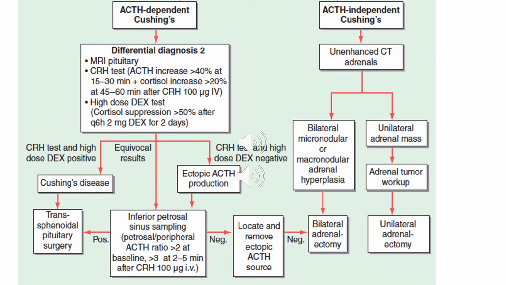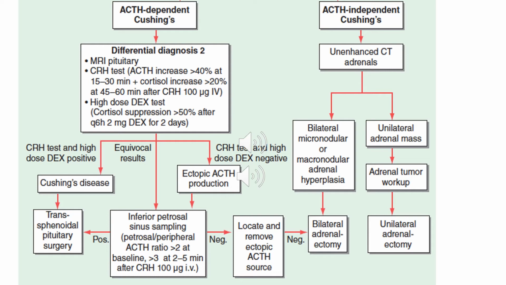Having confirmed Cushing syndrome clinically and biochemically, the clinician's next step is to determine the cause. Now, going back to our ACTH, if ACTH is normal or elevated, we might be dealing with a case of ACTH-dependent Cushing's. Having known that the most common cause of ACTH-dependent Cushing's is Cushing's disease or pituitary Cushing's, we have to request an MRI of the pituitary for this patient. Other testing which may be needed includes CRH testing or high-dose dexamethasone testing.